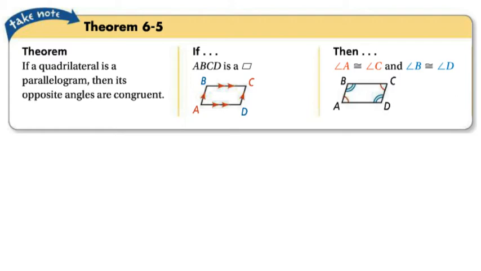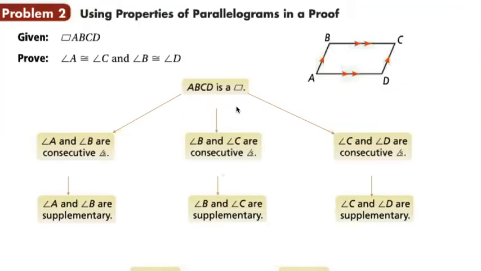If a quadrilateral is a parallelogram, then its opposite angles are congruent. Another theorem for you. So that says that angle C and angle A would be equal in measure, and likewise angle B and D would be equal in measure. They are congruent if they're opposite angles in a parallelogram.